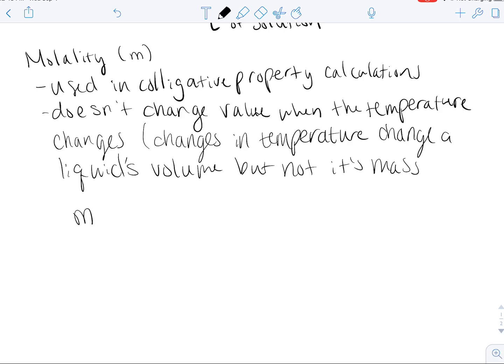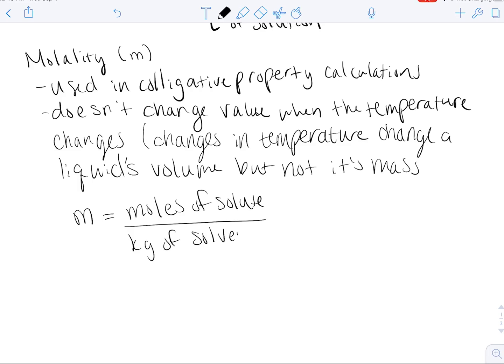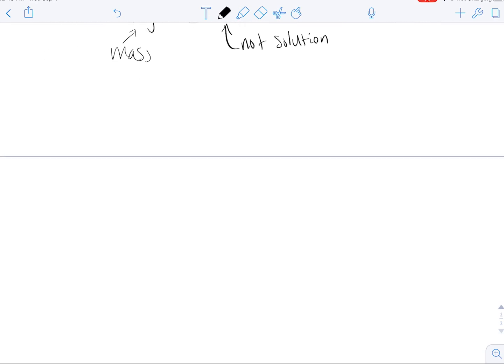So our molality, little m, is equal to moles of solute over kilograms of solvent. And again, this is solvent, not solution. So this is one of the ones that are weird, or the only one that's really weird. On the bottom, generally you're talking about the total solution, solute plus solvent, but here we're just talking about kilograms of solvent on the bottom. And again, because we are in mass, it does not change with different temperatures. So it's good for colligative properties.